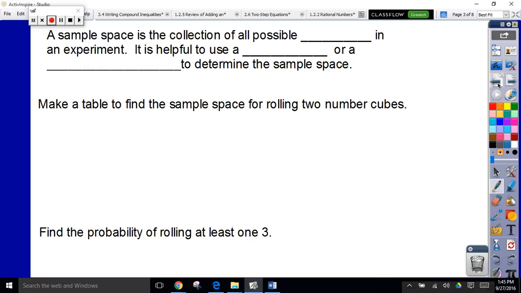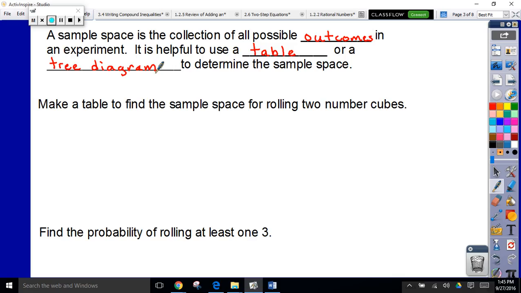Okay, a sample space is just the collection of all possible outcomes in an experiment. It is helpful to use a table or a tree diagram to determine the sample space. So a sample space is when two things are happening at the same time. It can be hard to keep track of how many outcomes there are.